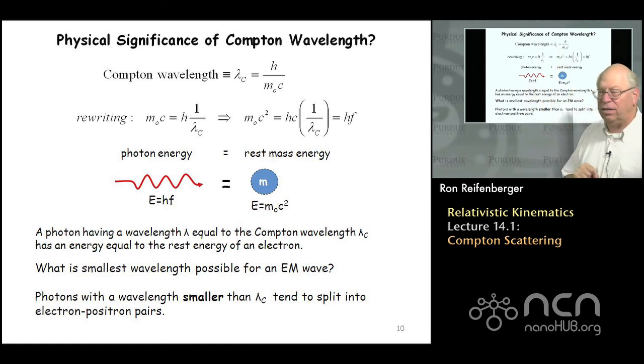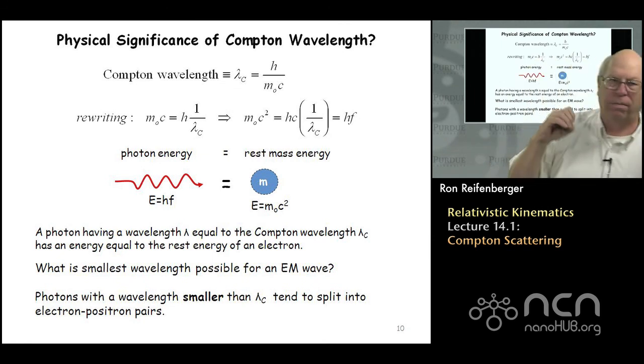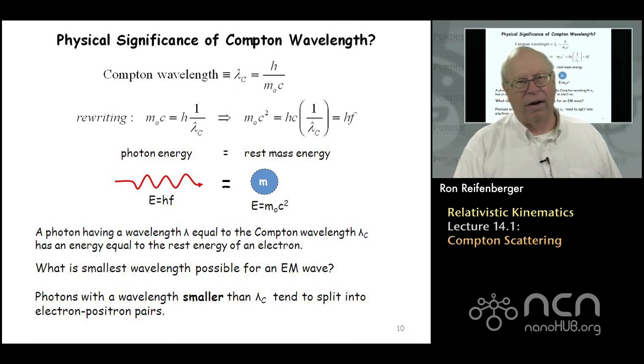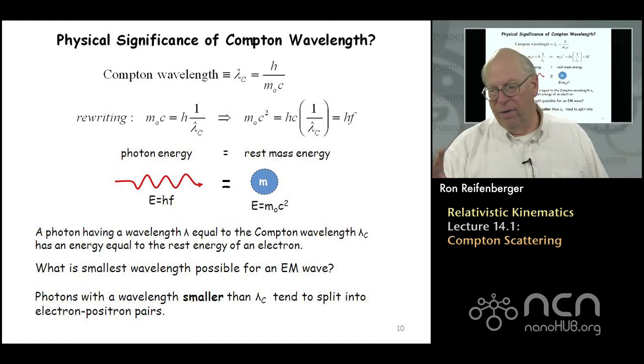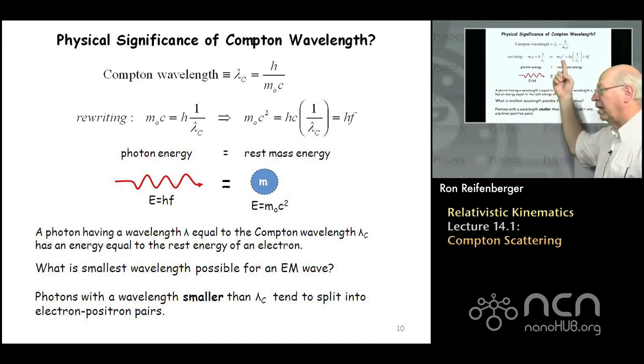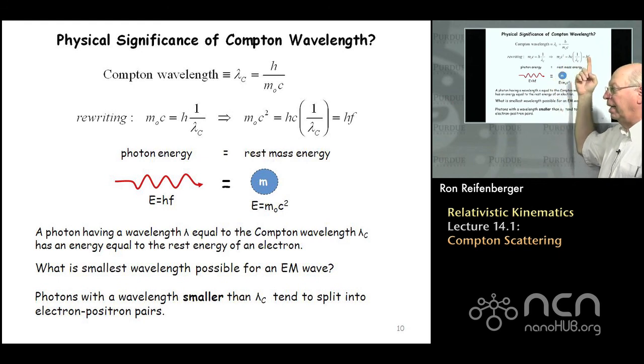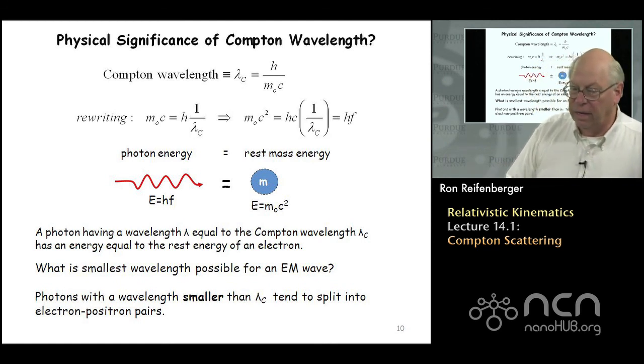And what you find out is that 1 over this Compton wavelength gives you a photon energy, hf, which is precisely equal to the rest mass energy of the particle from which the photon is scattering. So if the photon scatters from an electron, then the rest mass energy of the electron is this 0.511 MeV, and that's got to be equal to the photon energy, right? It turns out that equality defines the Compton wavelength.